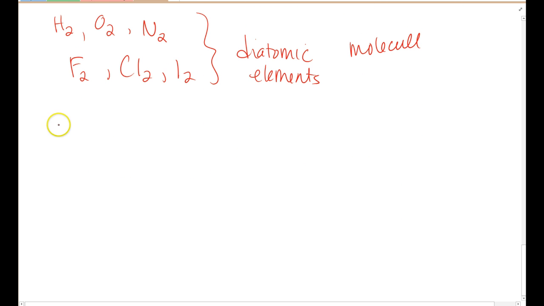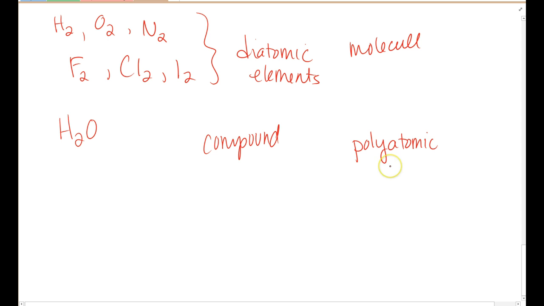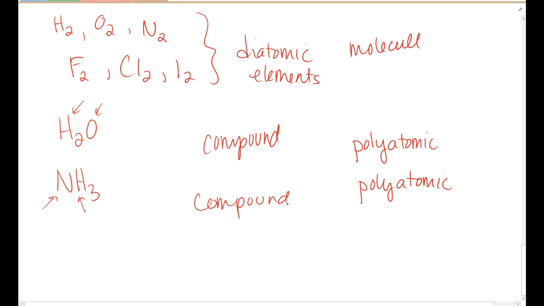There are also molecules that you're very familiar with, like water. That's a compound, because it's more than one type of element, and it's called a polyatomic molecule. A third example might be something like ammonia, which we've talked about, which is a polyatomic molecule. Notice that hydrogen and oxygen are both nonmetals. Nitrogen and hydrogen, both nonmetals. And that's a compound rather than an element. So all these things are things we would refer to as molecules or molecular substances.